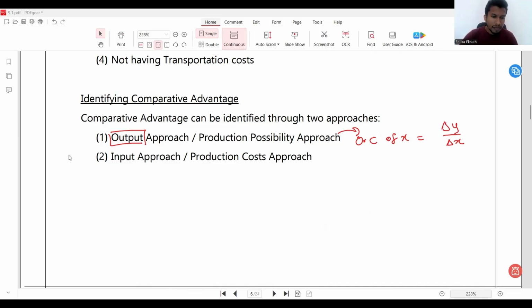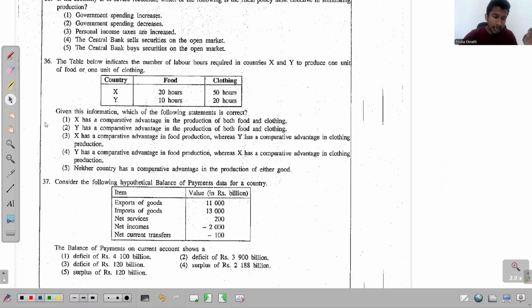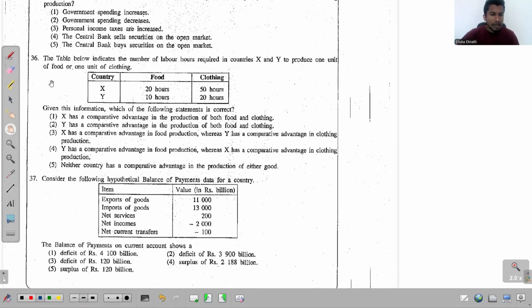But if you try to calculate this opportunity cost under input approach, then the opportunity cost of good X is equal to the delta X value divided by delta Y value. Here X and Y refer to the inputs used to produce good X and the inputs used to produce good Y. So you need to keep these two in mind when you read this question. So how was it done in 2011? It's not the case that the answer comes if you do it the same way here. There's no such thing anywhere. Right.